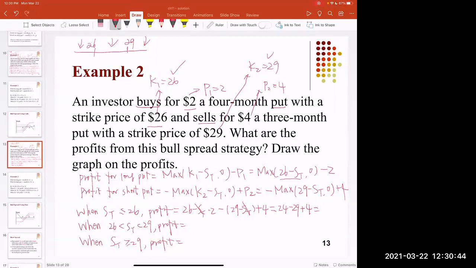Professor, how about the short put? There's a negative in front of the max. So where did you put the negative? I put it here. Are you talking about this negative? Yes. So here's the negative, here's the negative, because we take short position, so we consider that and put a negative in front. Is that right? Did I get it right?